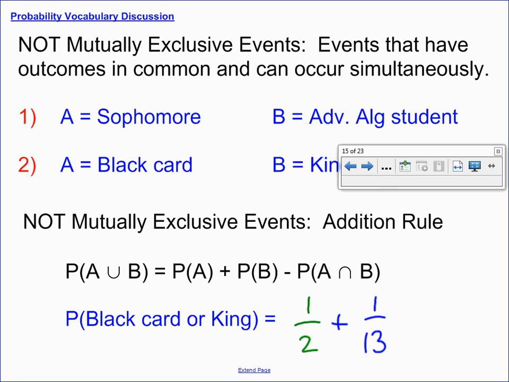And then we've counted the black kings once here with black cards. We've counted the black kings once again with the kings. So what do we need to do? We need to subtract off the black kings. And so how many are there? There's 2 out of how many cards? 52. So here's our black cards probability. Here's our king probability, and here's our black kings.